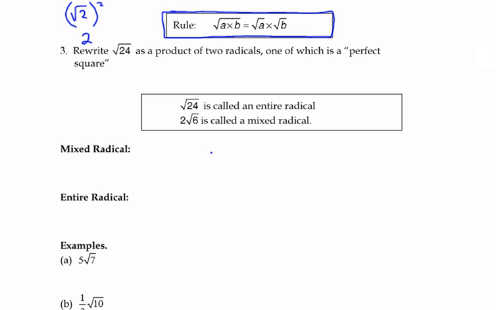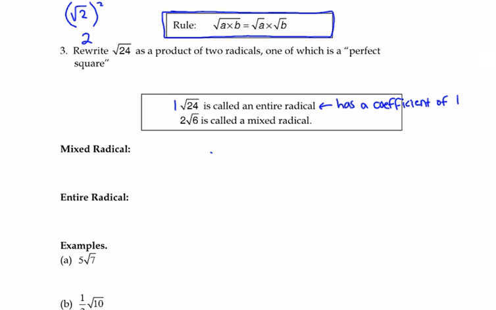Compared to the mixed radical. There's no, the coefficient is just 1, right? So it has a coefficient of 1. What's the coefficient? In this one, it's 2, right? So here, if there's nothing written, it's a 1. It's the number in front of the radical. So that's why I said it has a coefficient of 1.